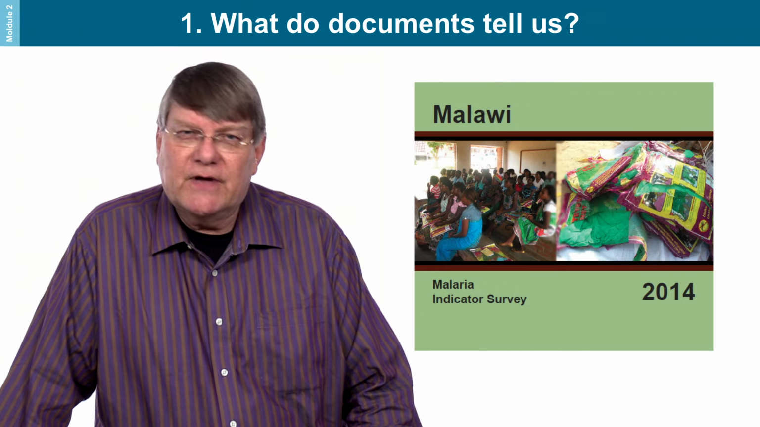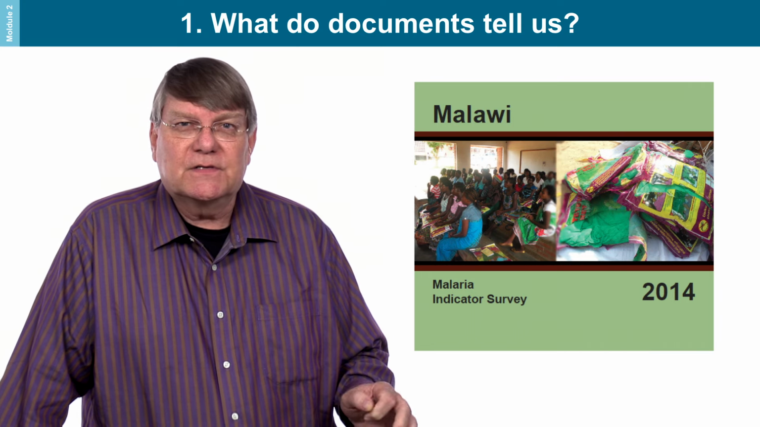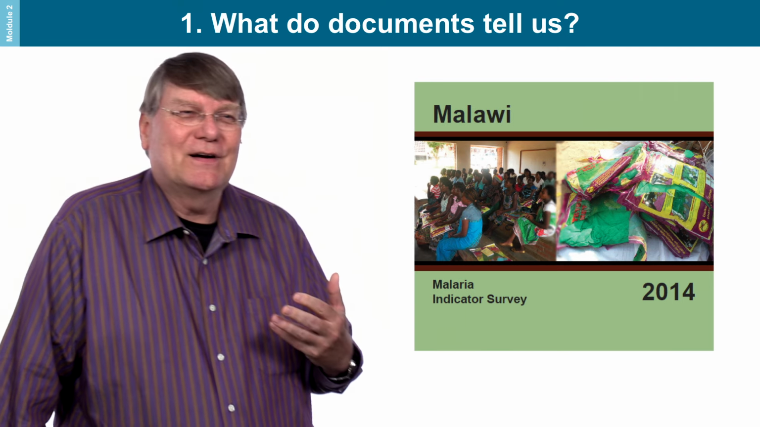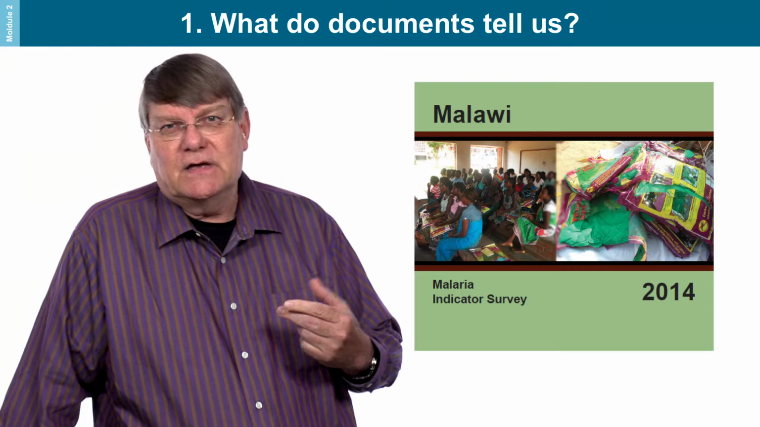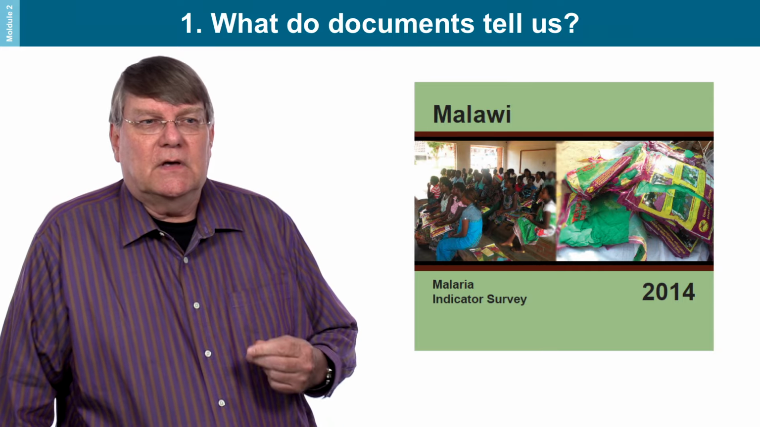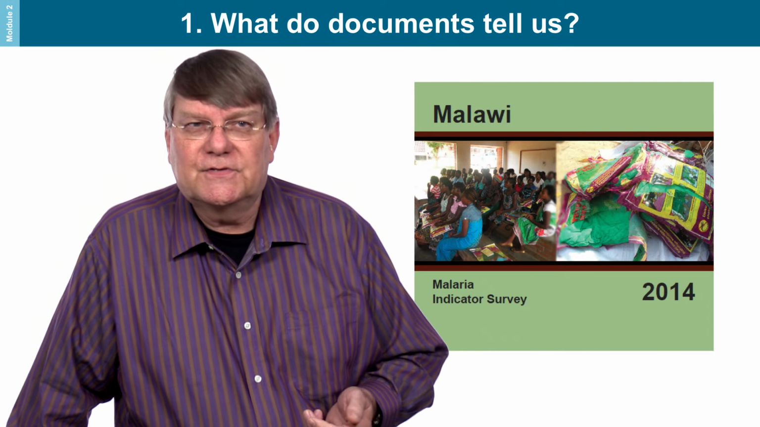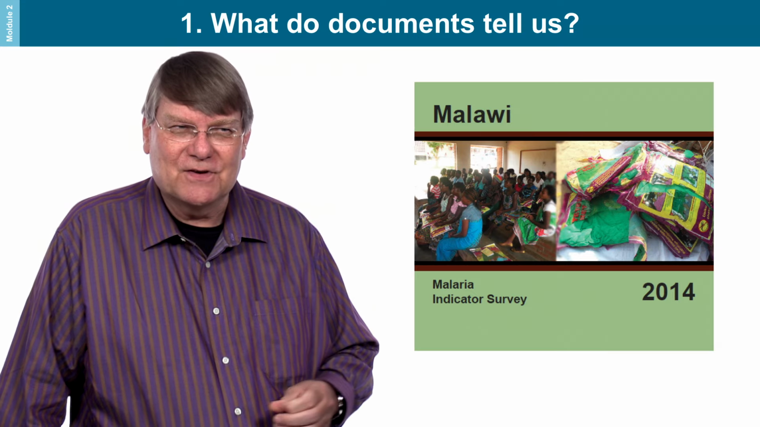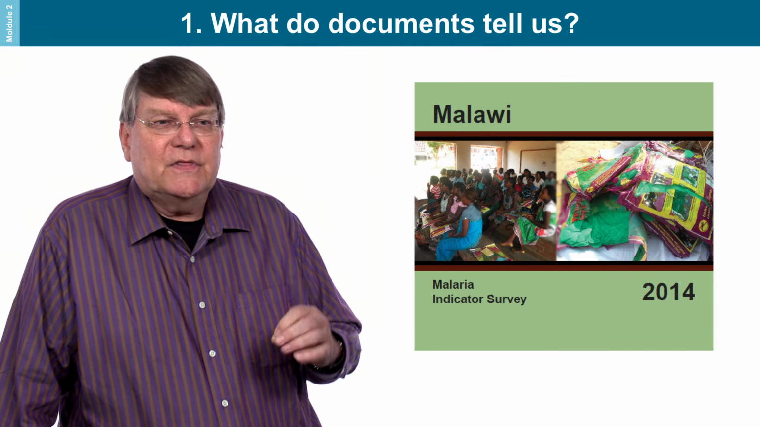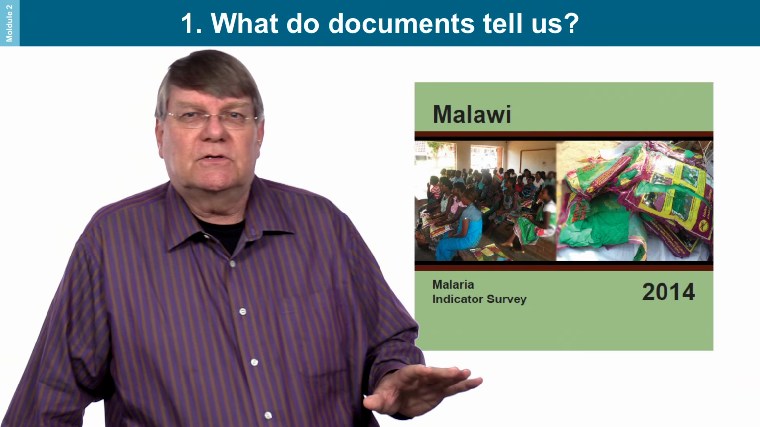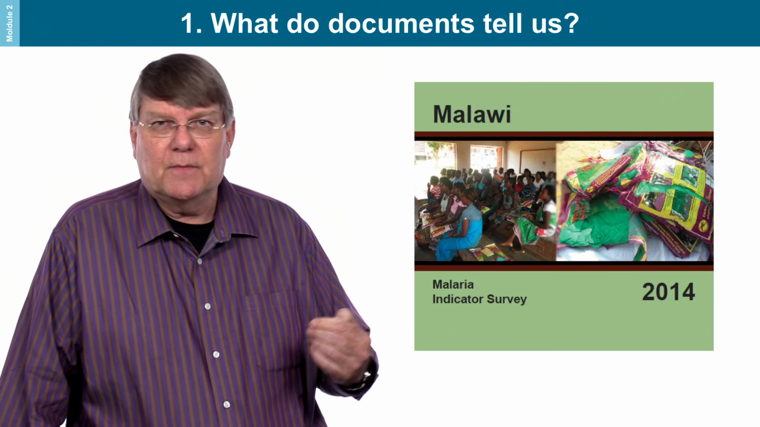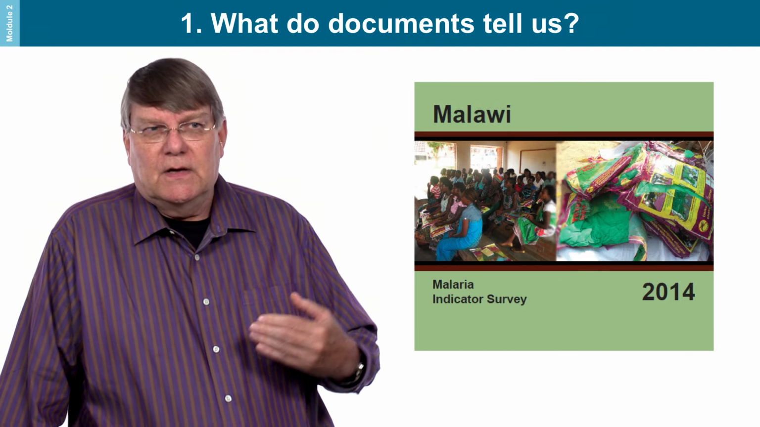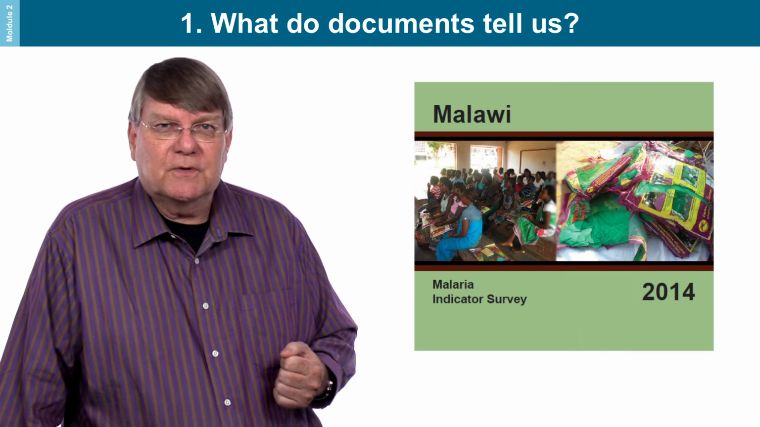So the first big question we have is, with documents, what can they tell us? We have a picture here of the malaria indicator survey that is from Malawi. The people that do our demographic and health surveys, for example, have the malaria information survey. They do HIV surveys. But the idea of these surveys is at a national level, we can learn about people who use and don't use particular services and hopefully be able to distinguish different segments of the population.